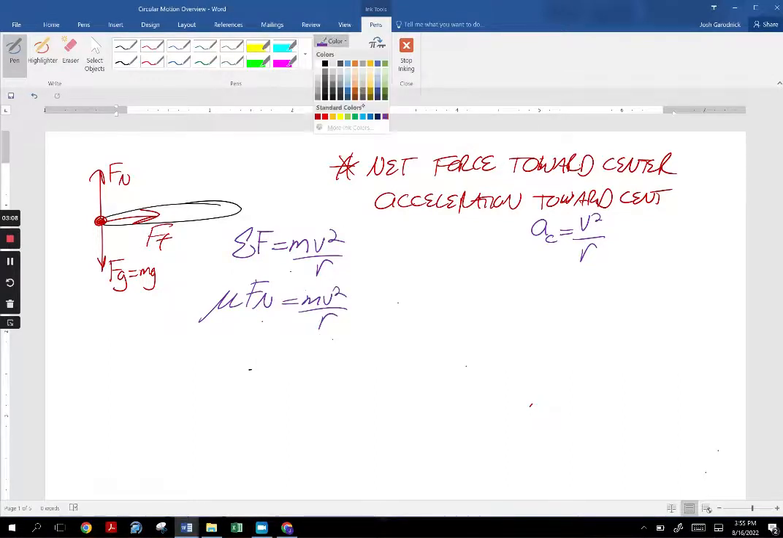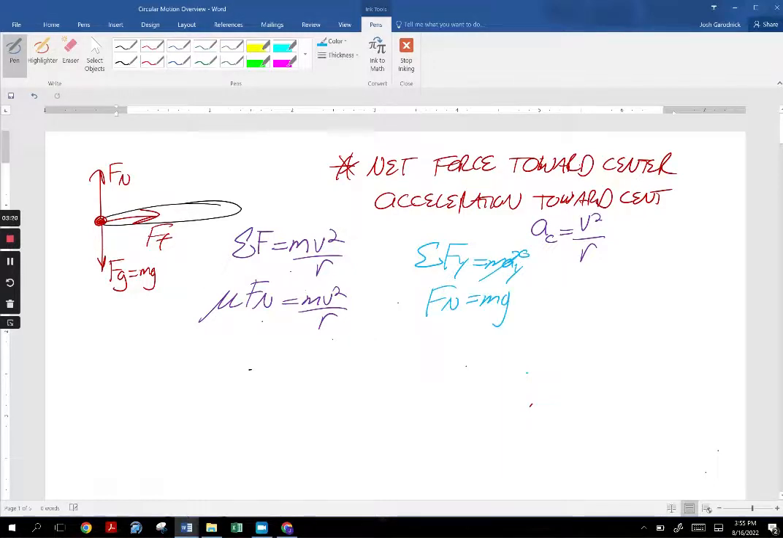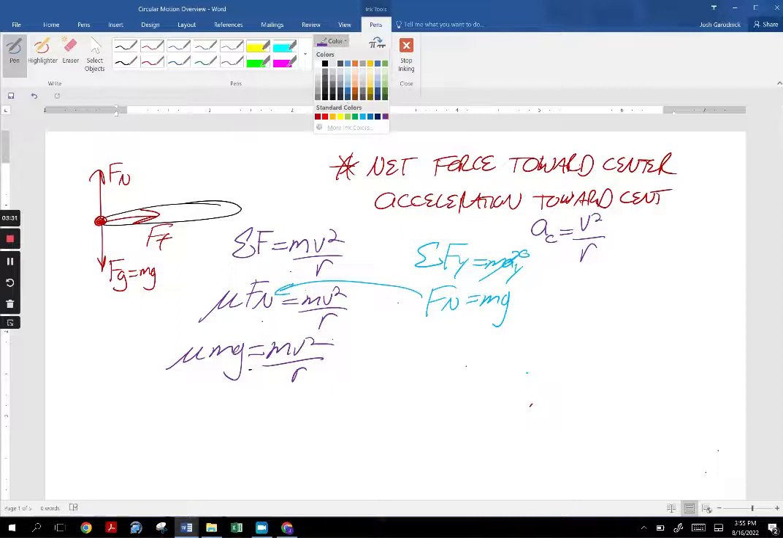By now, I also think you know that the sum of the forces in the y here, this vehicle or person or bike or whatever, is not accelerating vertically, so we simply have that the normal force is equal to mg. And if we sub that in, we get mu mg equals mv squared over r. There are two terms here, both of which have mass. Therefore, the mass divides out. And you're left with v squared equals mu r g.